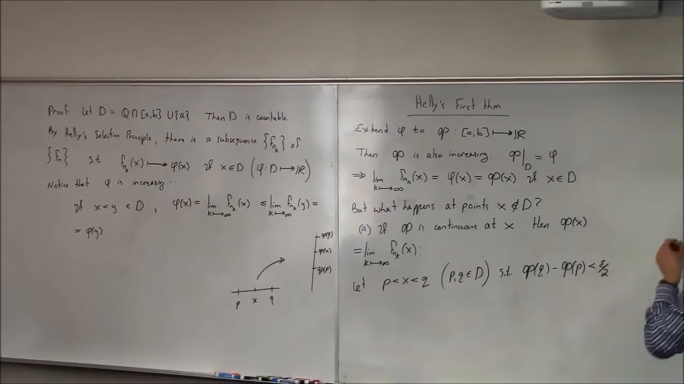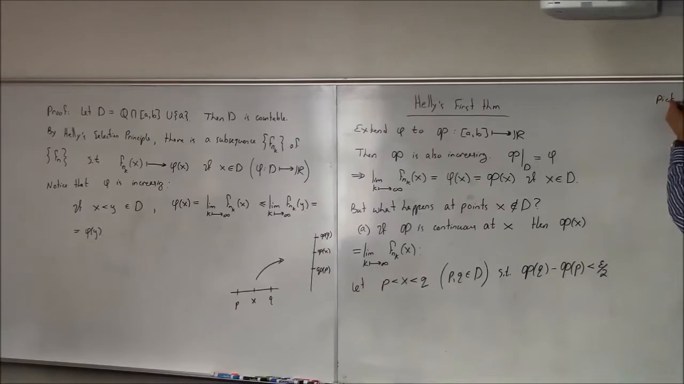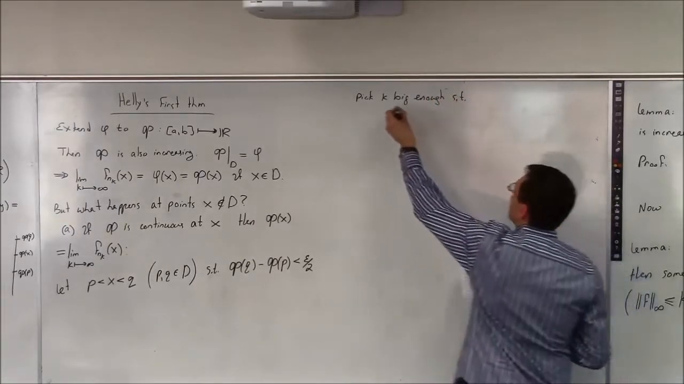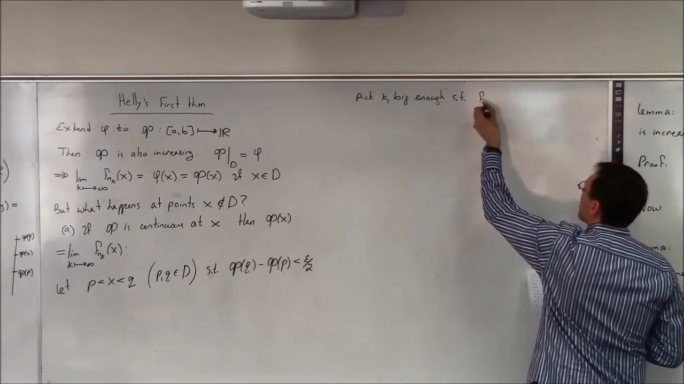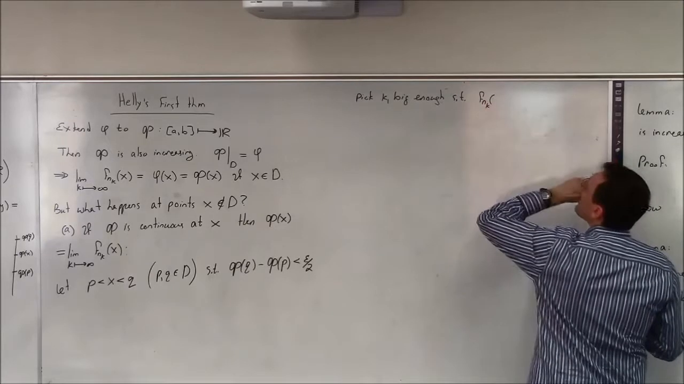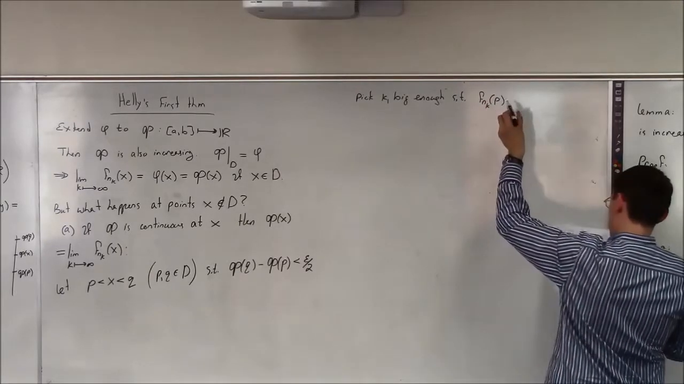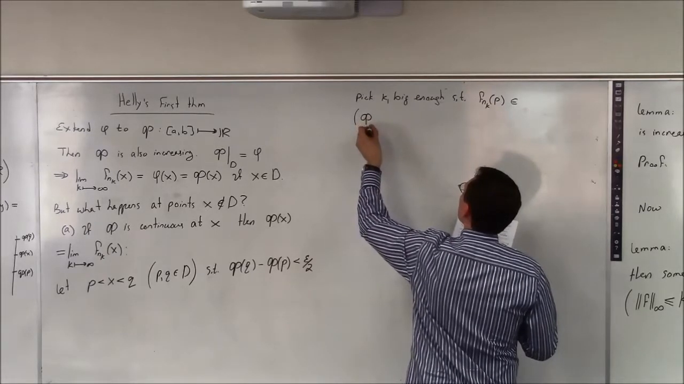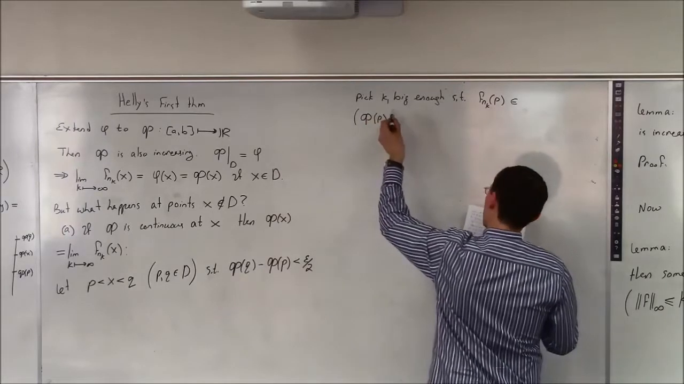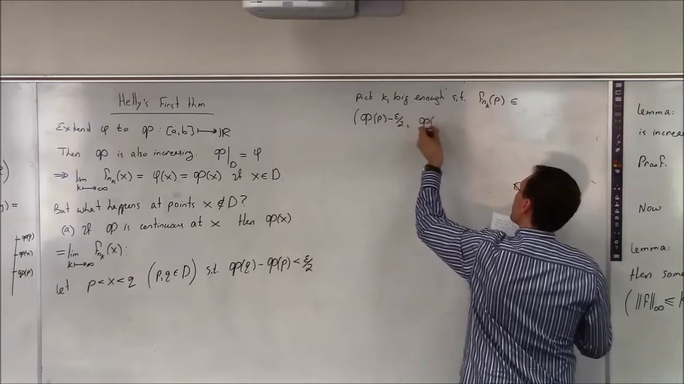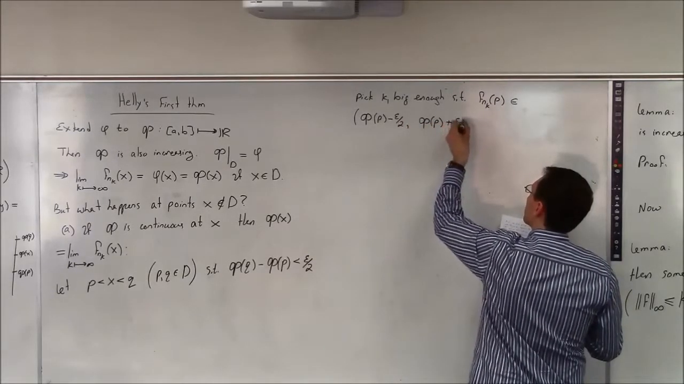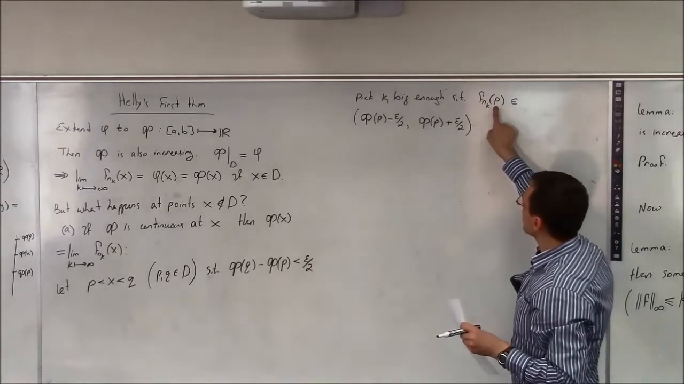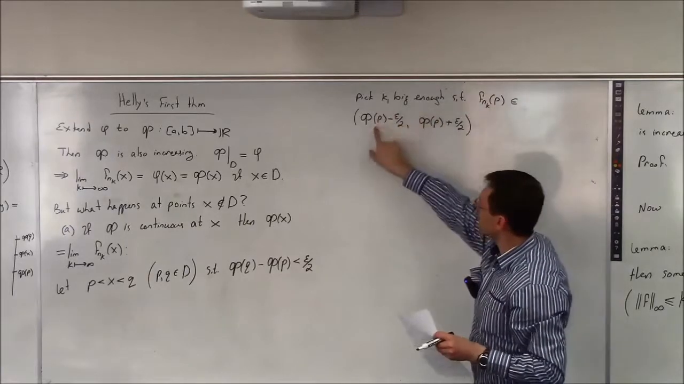Now, pick k big enough such that f_{n_k} of p is going to be in the interval from phi of p minus epsilon over 2 to phi of p plus epsilon over 2. Clearly this can be done, right? Because at the point p, there is convergence. The point p is an element of D, so if k is big enough, this looks like phi of p.